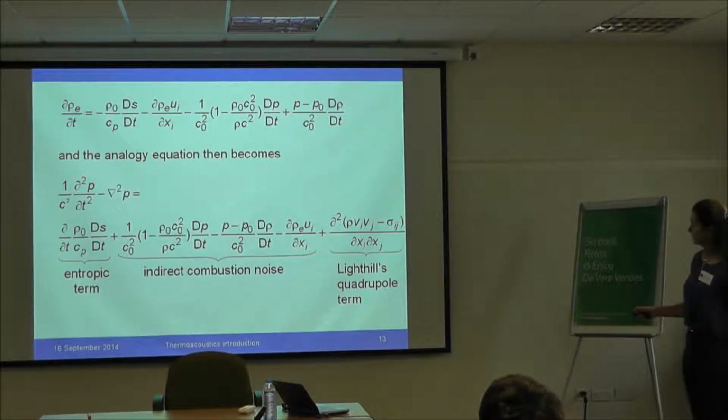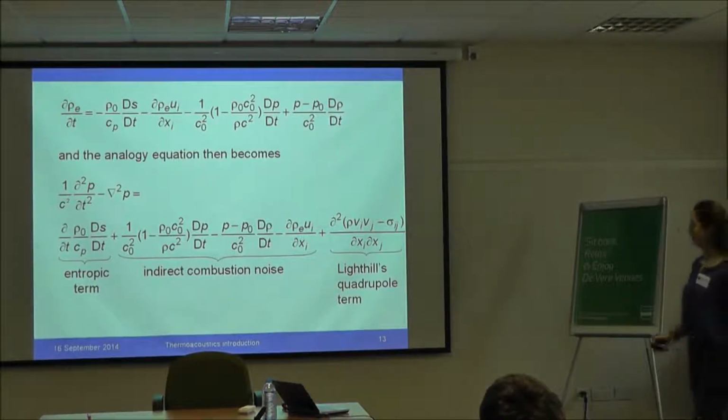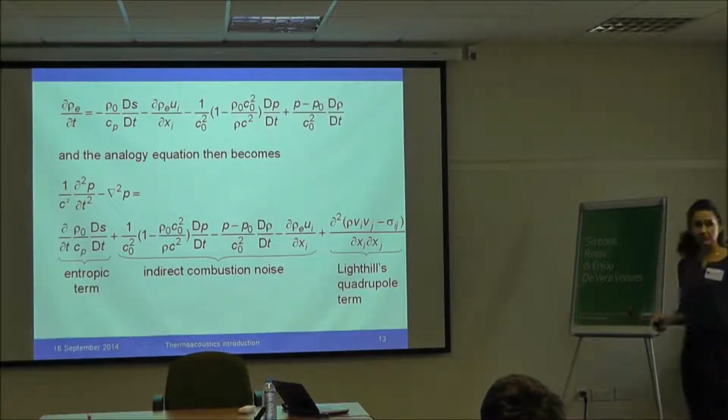And then the complete analogy equation becomes all this. On the left, as before, just a simple wave term, and on the right we have various source terms that we are going to identify. This one is the entropic term that includes the change of entropy. I'll skip to the last one. This is Lighthill's quadrupole term, and all the rest in the middle is typically referred to as indirect combustion noise. And we are going to look at that in a bit more detail.